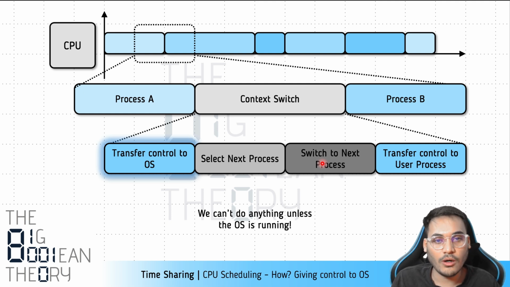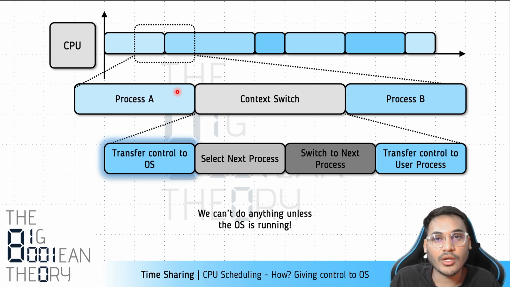So all of this CPU scheduling that we are talking about, none of that can happen if the operating system is not running. And as you can see, when process A is running, then by definition, the operating system is not running. And we can't do anything unless the OS is running. So what do we do now? The first thing is that we need some way to transfer the control to the operating system, because process A will not give up the control of the CPU on its own. I mean, it can, but there is no guarantee.